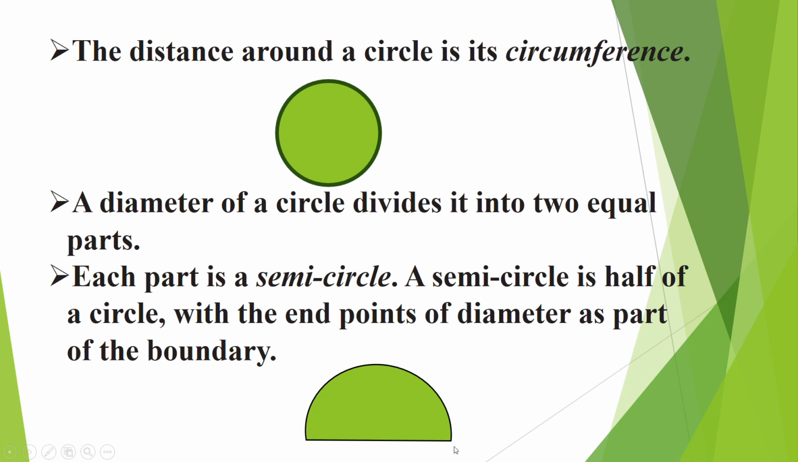So what we have learned so far: we have seen what a radius is, what a diameter is, what an arc is, what a sector is, what a segment is. We have seen what a chord is, and what the circumference is. When a diameter divides a circle into two equal parts, we obtain semicircles, and a semicircle has two end points. All these things we have now seen.